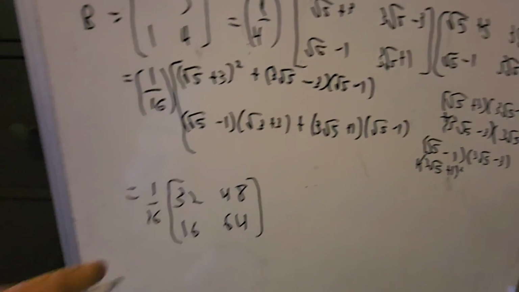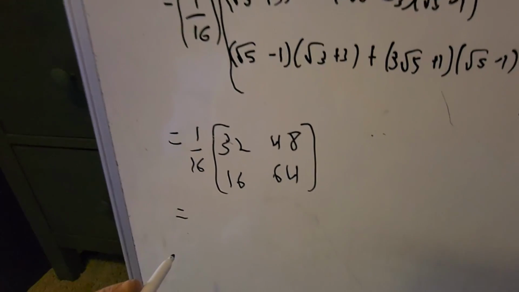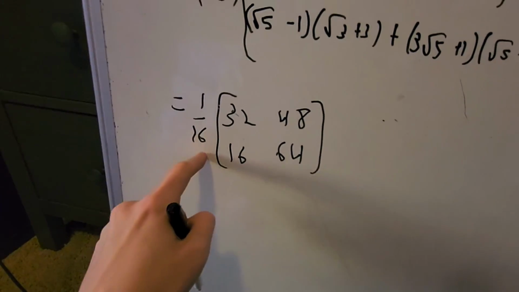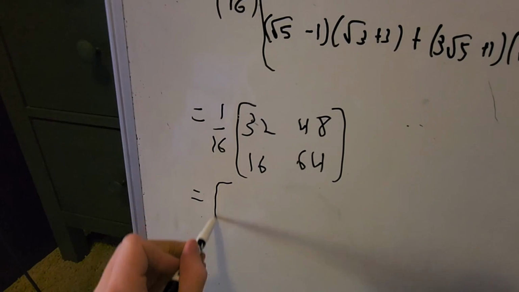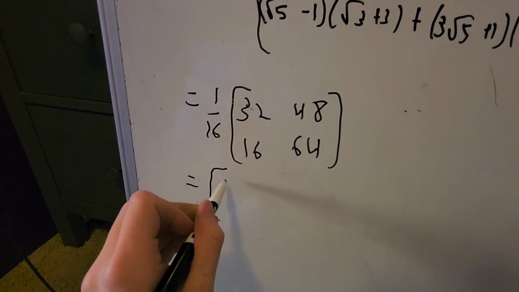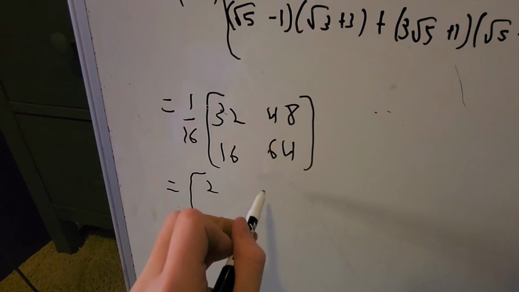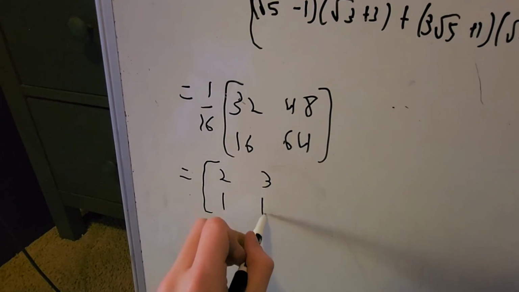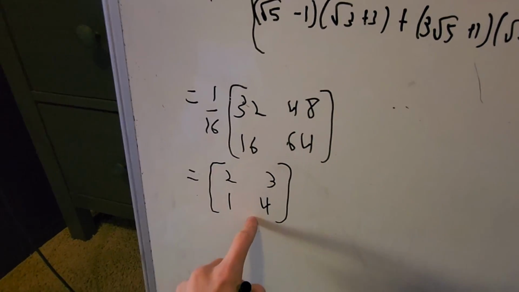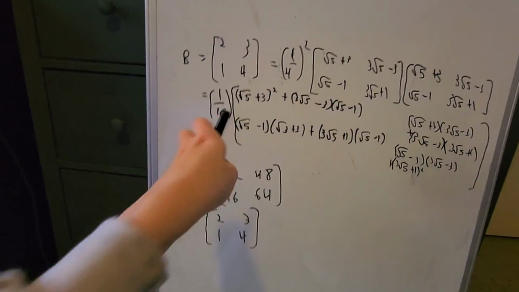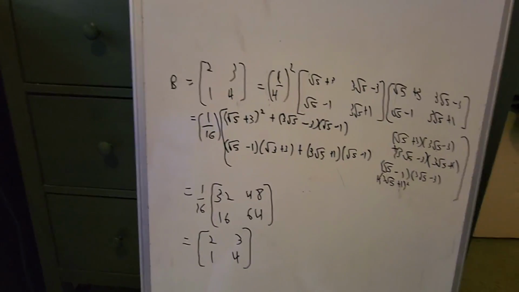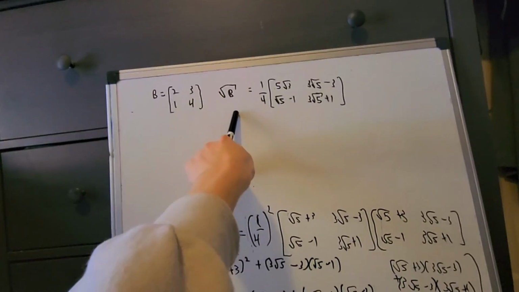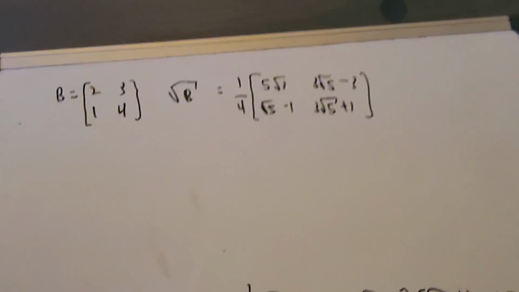Well, once you've done so much foiling you could pass an Algebra 1 class, we get this, divided by 16. 32 divided by 16 is 2. 48 divided by 16 is 3. 16 over 16 is 1. 64 over 16 is 4. Well, wouldn't you know, that's the original matrix. So we can use diagonalization to figure out the square root of a matrix.